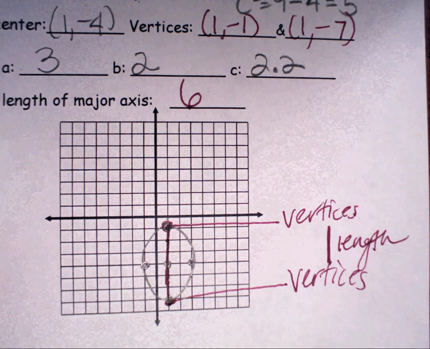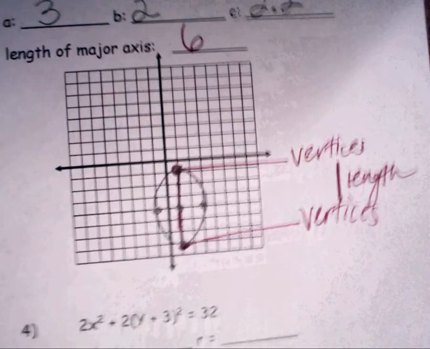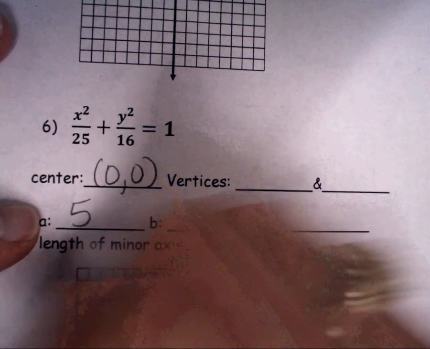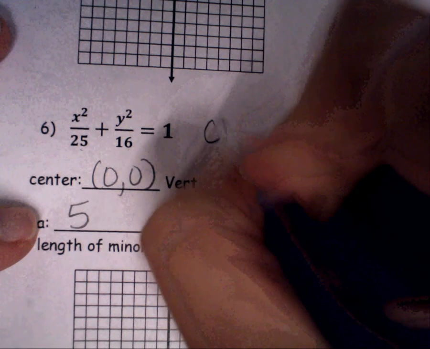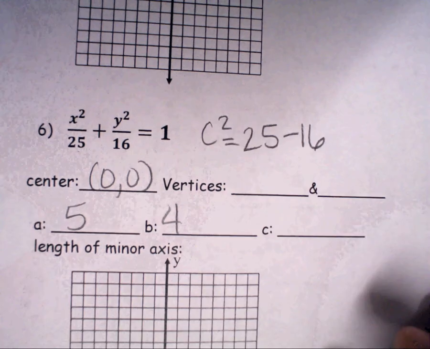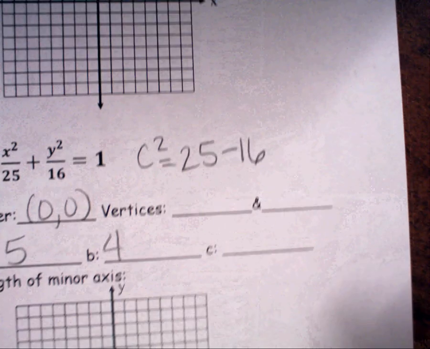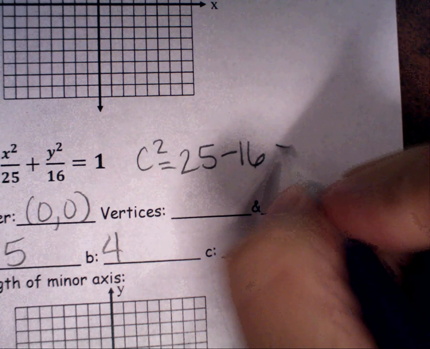Alright, so let's do another one. Let's do number 6. So number 6 is at 0, 0. No h, k up there. a is 5, b is 4. Square root of 25, square root of 16. For c, I would do 25 minus 16. So 25 minus 16, lucky us, is 9, so the square root of 9 is 3.